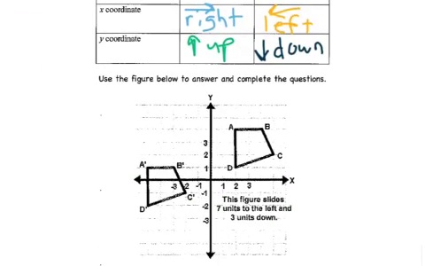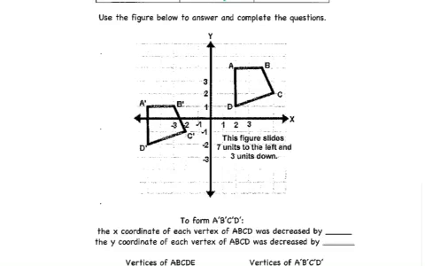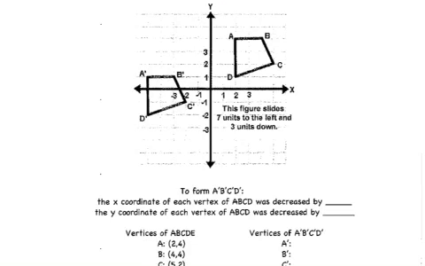So if we move on to the next example, they want us to fill in this statement. It says, this figure slides 7 units to the left and 3 units down, because here's my original image, my pre-image. So if I move 7 units to the left and 3 units down, I'm going to get to my A prime. So remember, since it said we are sliding it 7 units to the left, we are decreasing by 7 or subtracting by 7. Since we are going 3 units down, we're decreasing or subtracting by 3.